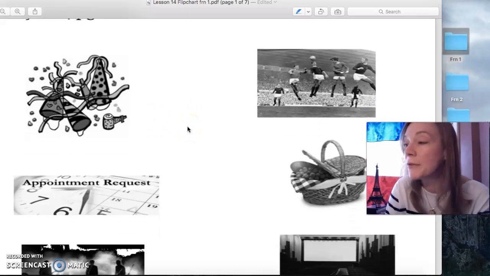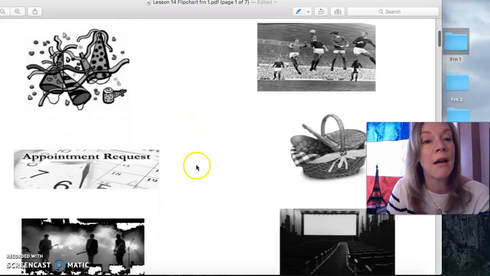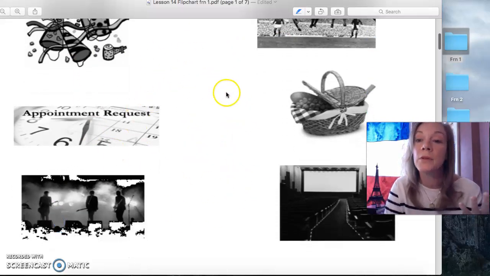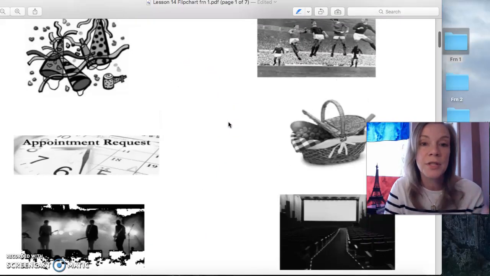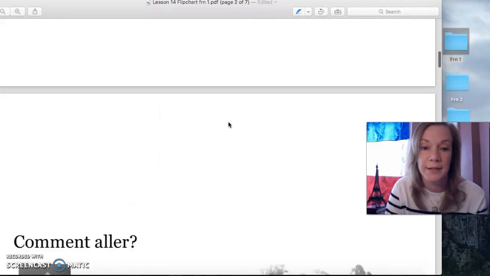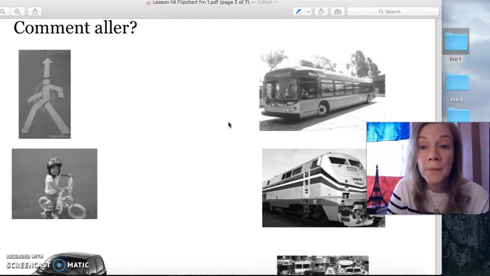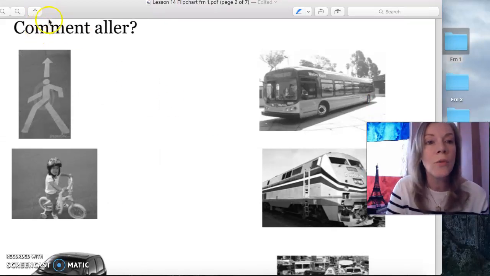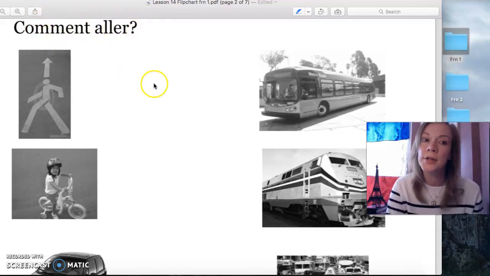So with those words from page 210, you can also look at these pictures and label them. Where are these people going? Use this to quiz yourself. Use this to practice. And when you talk about where people are going, you also want to know how they're going to get there. Comment aller, how to go there.